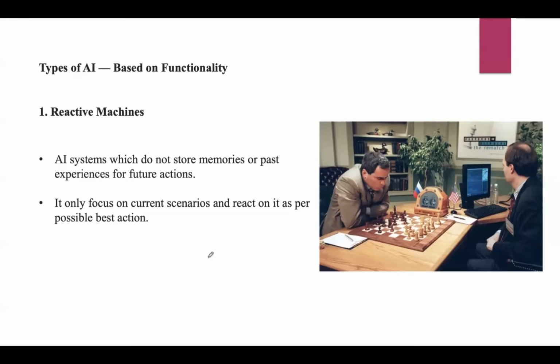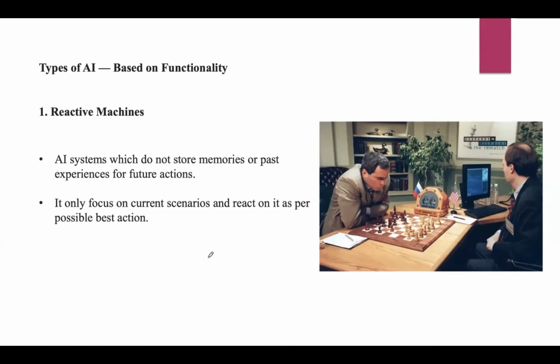In this lecture, let us discuss types of AI based on functionality. We have different categories here like reactive machines, limited memory, theory of mind, and self-aware AI. So let us discuss them one by one. First one is reactive machines.